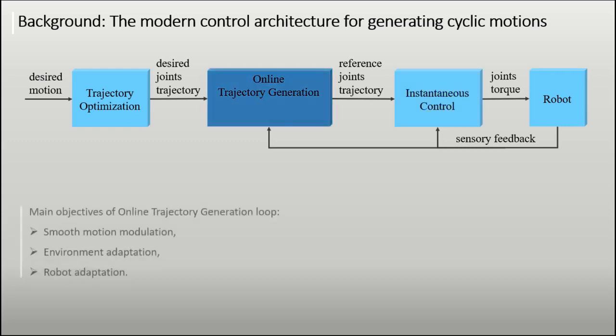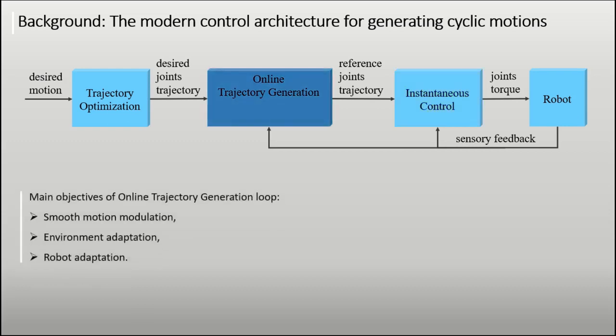Why do we need the online trajectory generation while we have the trajectory optimization loop? Well, the trajectory optimization is often complicated and computationally intensive, and thus it cannot respond to the robot or environment changes abruptly. In fact, the online trajectory generation follows three main objectives. First, smooth motion modulation, second, environment adaptation, and third, robot adaptation.